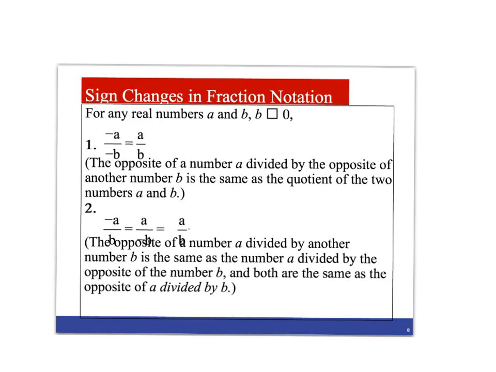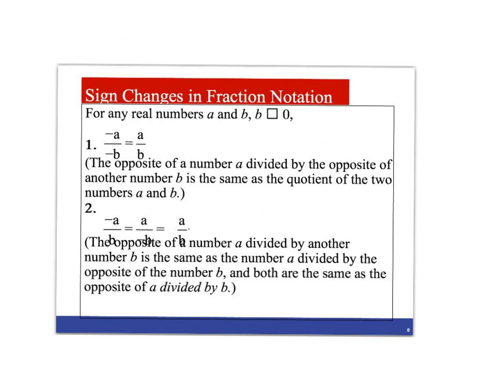Again, follow along in your notes. For any real numbers A and B, B does not equal 0. So let's look at number 1. Negative A over negative B equals A over B. Think about it. How many negative signs do you have? 2. And if you have 2 negative signs, that's an even number of negative signs, so our answer is going to be positive.